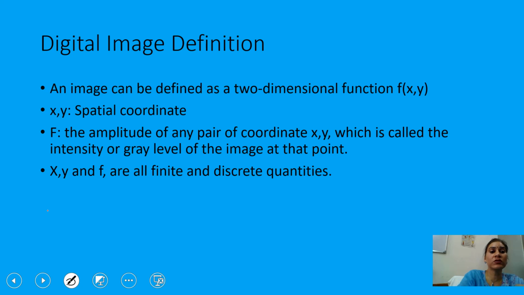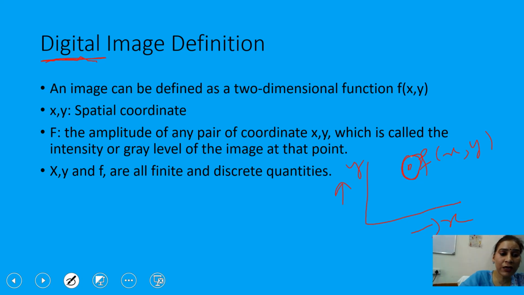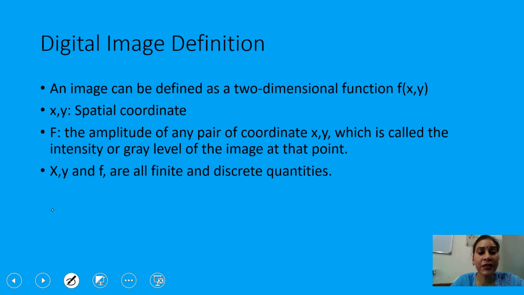That is why we are using the term digital. Because of the discrete quantities, it is called digital. Let's say I am talking about the x coordinates and y coordinates, and here I have f(x, y), which is some intensity value or gray level value. The gray level values are from 0 to 255. This is my black and this is my white. The values in between 0 and 255 are called the pixel values or the intensity values.